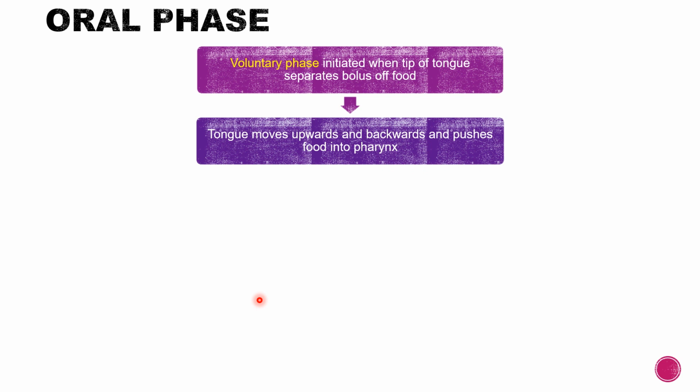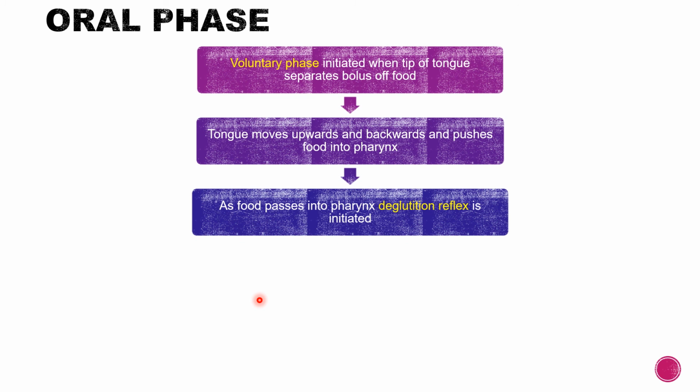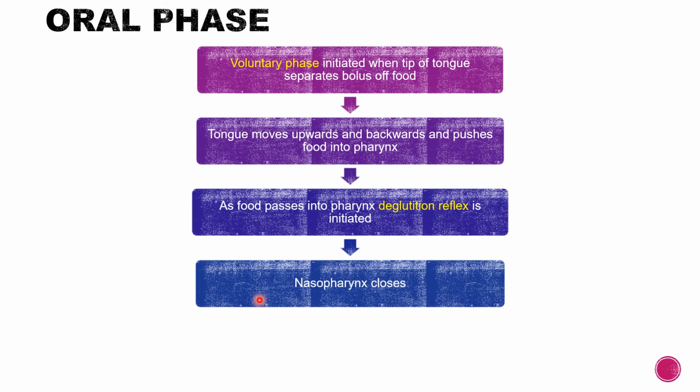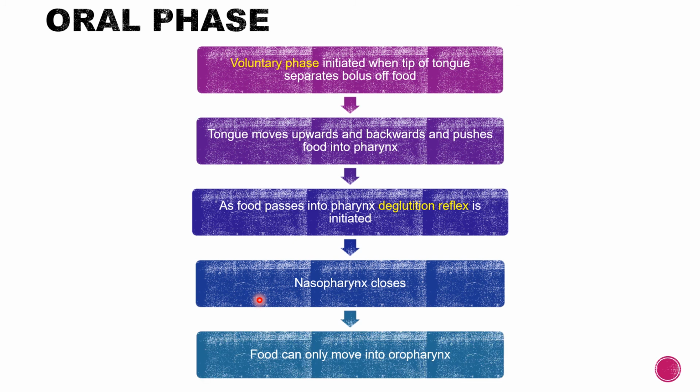So the oral phase is a voluntary phase. This is initiated when the tip of the tongue separates a bolus of food. Then the tongue moves upwards and backwards and pushes the food into the pharynx. From there the food activates the pharyngeal touch receptors and the deglutition reflex is initiated, and finally the nasopharynx closes and the food starts moving towards the oropharynx. Due to the closure of the nasopharynx, the food particles cannot go into the respiratory tract.